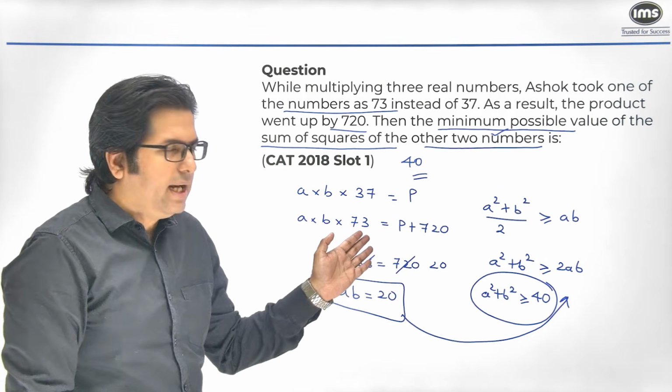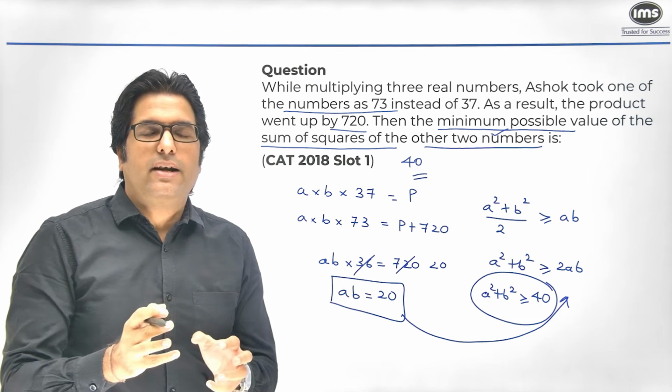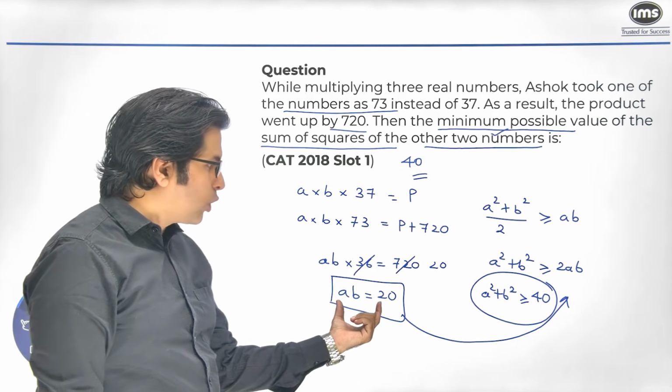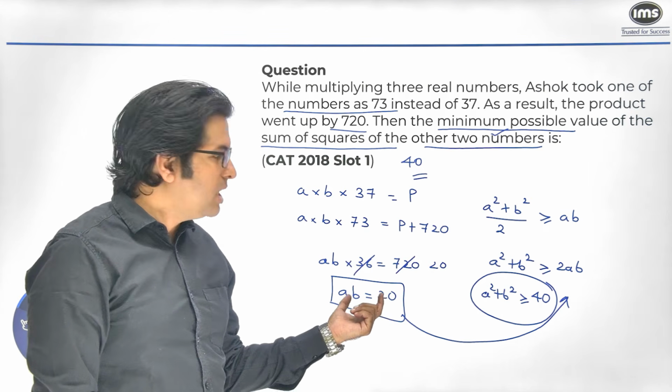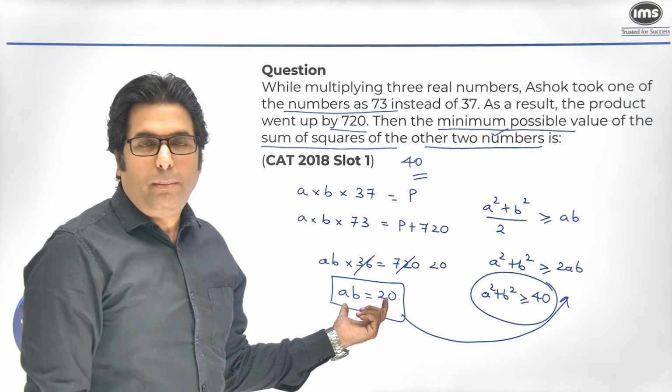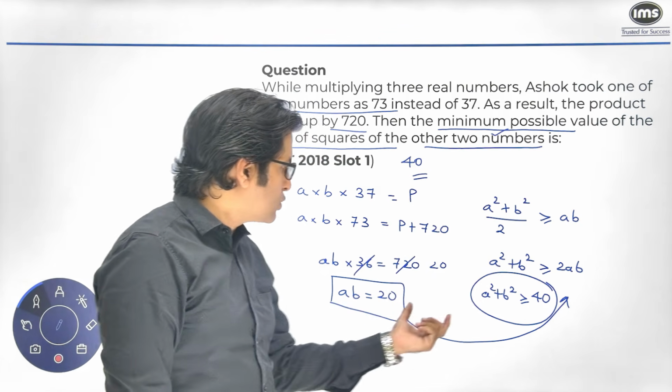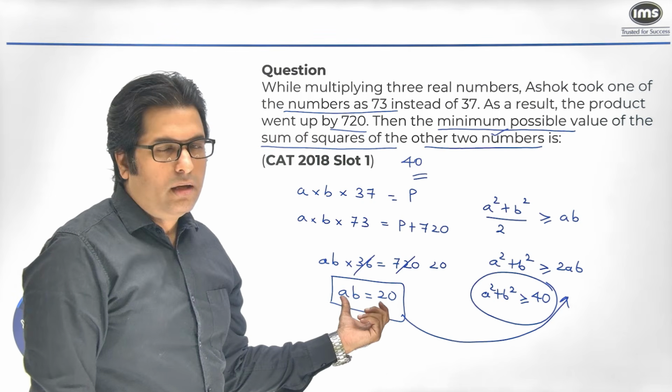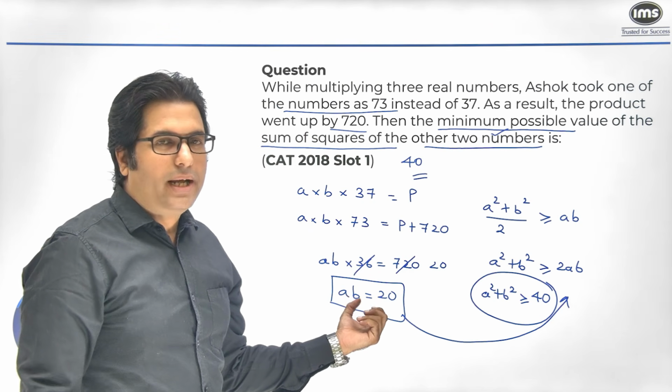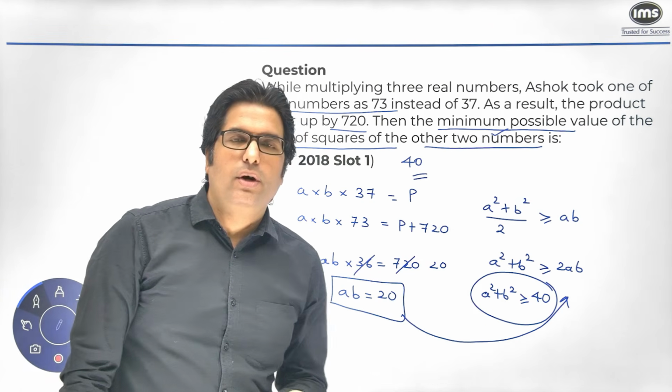I don't think there is anything difficult in this. It's just that sometimes you are not aware of what to do after we get AB is 20. Believe me, a lot of people will be able to read this part very quickly, but they'll struggle as to what to do now. Should I do hit and trial? You'll get the answer any which way, but this is probably the easiest way to reach your answer.